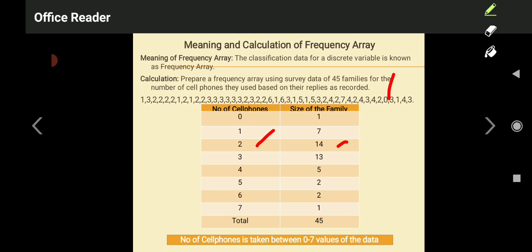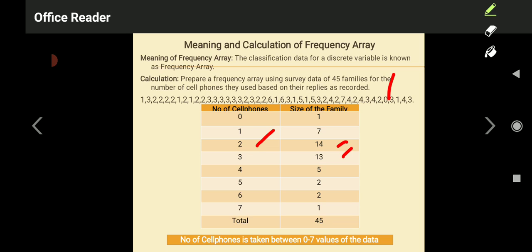And look at the next one. There are 13 families, my dear students, using 3 cell phones each. Each family is using 3 cell phones. How many families are there? 13 families. One family is using 0 cell phones, 7 families are using only 1 cell phone, 14 families are using 2 cell phones each, and 13 families are using only 3 cell phones.